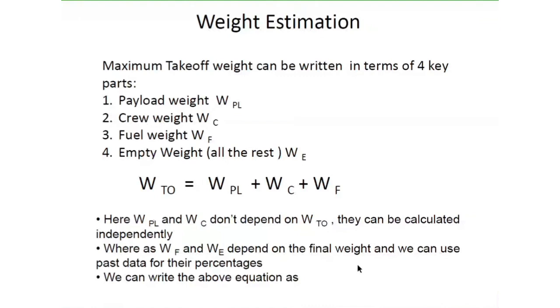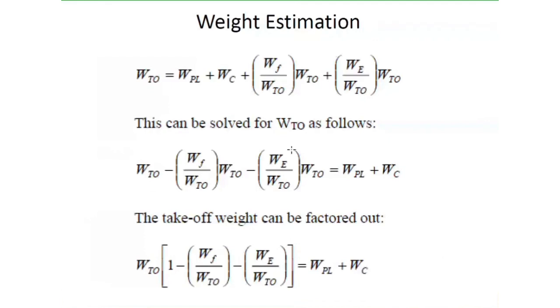If we rewrite this equation, we can write it as W takeoff is equal to payload weight, crew weight, and then fuel weight divided and multiplied by total weight. I have done this so that there's no change in WF, it remains the same, but I need to get this fraction. That is why I have written fuel weight multiplied and divided by takeoff weight. Similarly, empty weight multiplied and divided by takeoff weight.